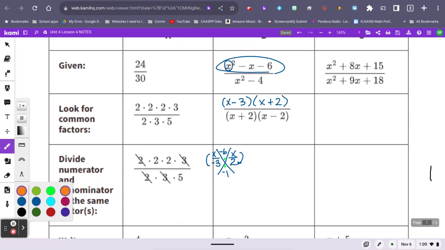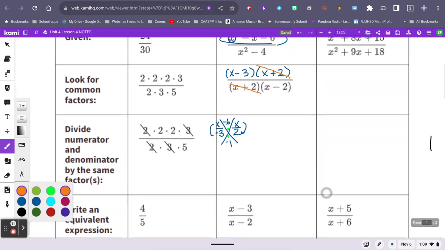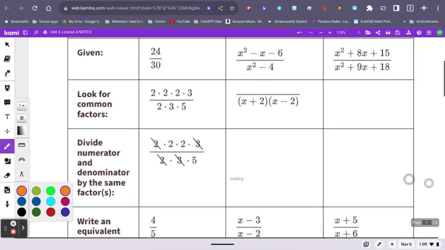We look to see what we have in common on top and bottom, and we're going to cross those out. Okay. And our final answer, we can actually look right below it, x minus 3 and x minus 2, which is what we got.